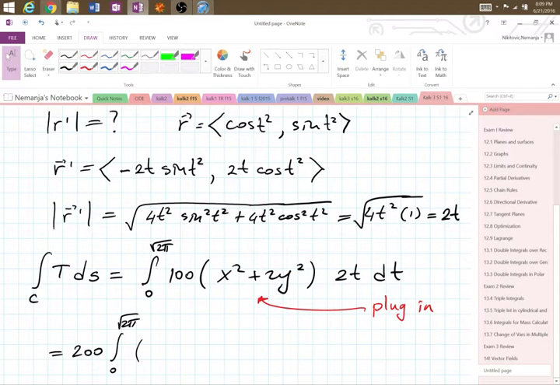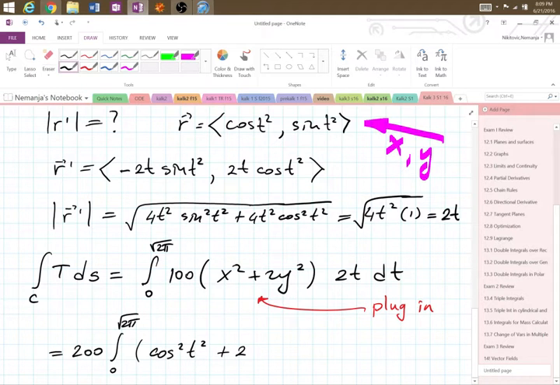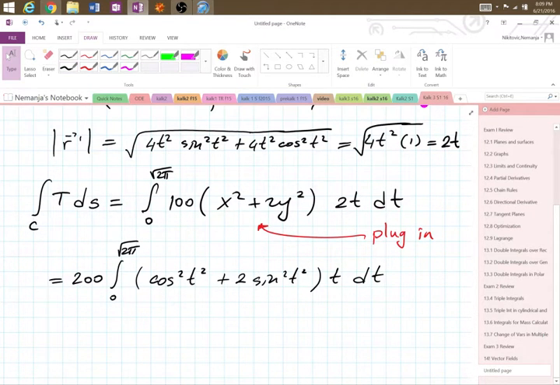So look at the big pink arrow. That's where your x and y are. Okay? So x is cosine t squared, so cosine squared t squared plus 2 times sine squared t squared. And then we have times t, and I kicked out the 2 times 100 dt. And now we use a little bit of u sub over here, right?